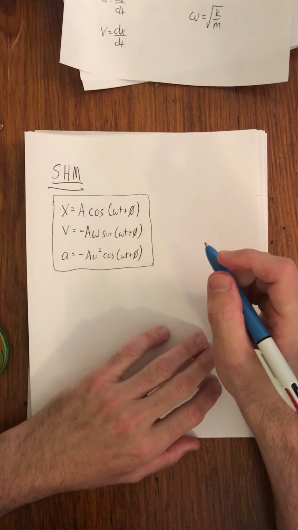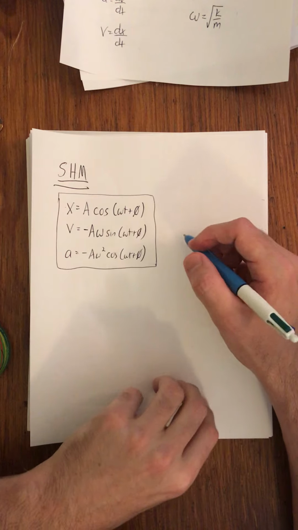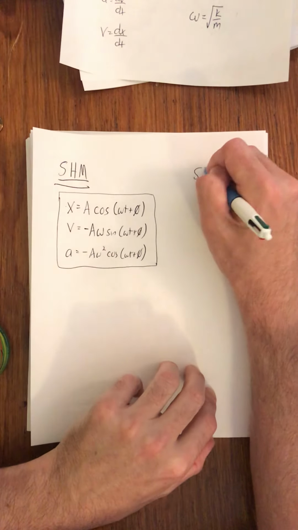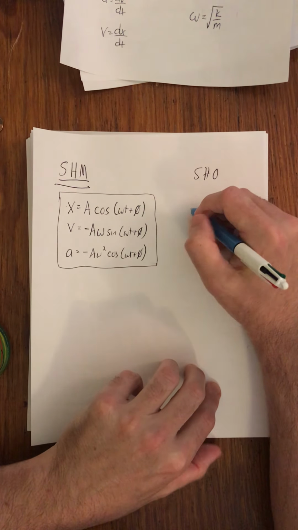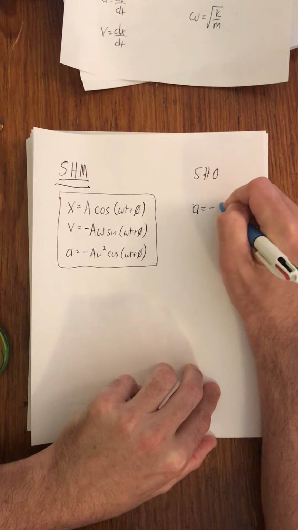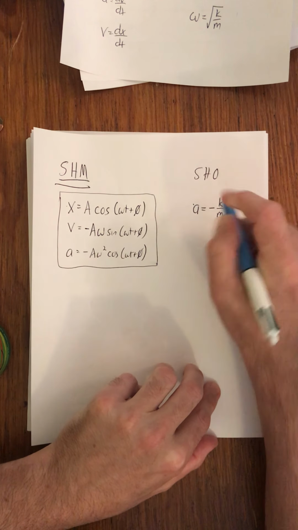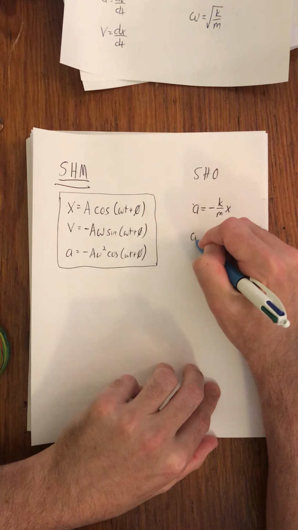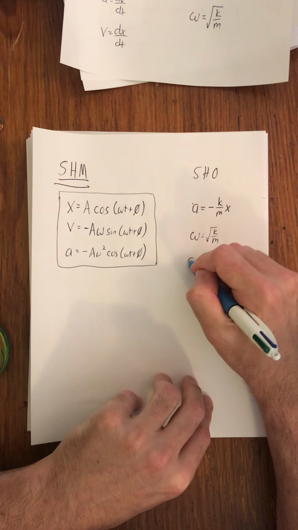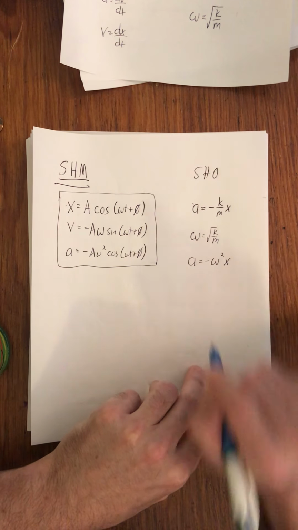And if I then go back to what we had before, let's go very specific to the simple harmonic oscillator. We said that a was equal to negative k over m x. Now we just said that omega was equal to radical k over m. So a is equal to negative omega squared x. Yes?